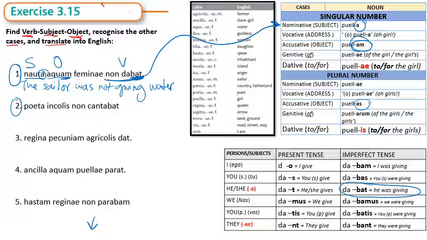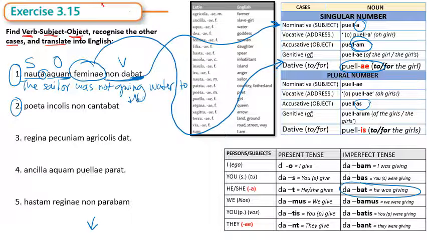And what about feminae? What is this? Well, I think it makes sense to assume that this is dative singular, to. The sailor was not giving water, feminae means to the woman. Because woman is in the dative case, because it ends in ae.